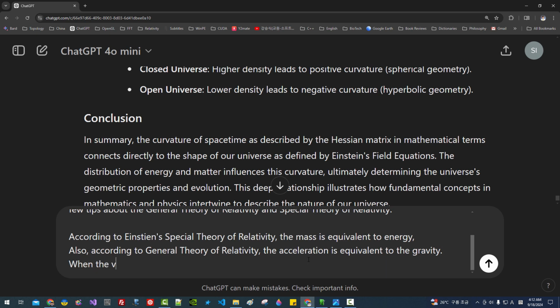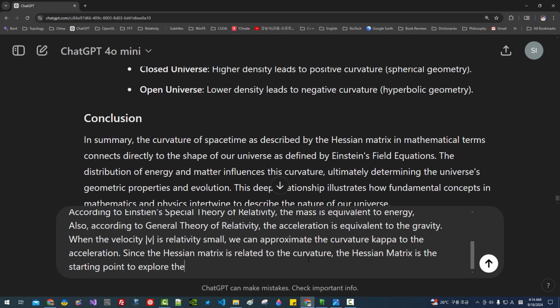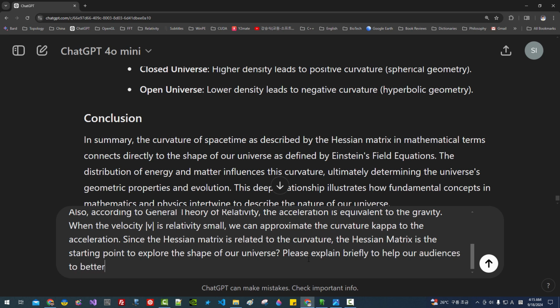When the velocity v is relatively small, we can approximate the curvature kappa to the acceleration. Since the Hessian matrix is related to the curvature, the Hessian matrix is the starting point to explore the shape of our universe. Please explain briefly to help our audience to better understand the relations among these terms.